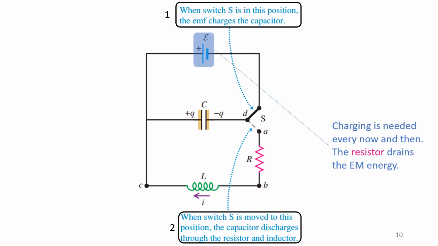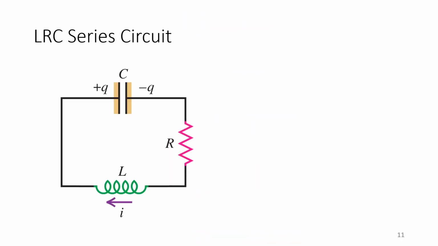Again, we need this charging because eventually all of the energy that the capacitor has and that the inductor has will be converted to heat because of the resistor. So to continue the movement of the charges in the LRC circuit, you're going to have to flip the switch every now and then.